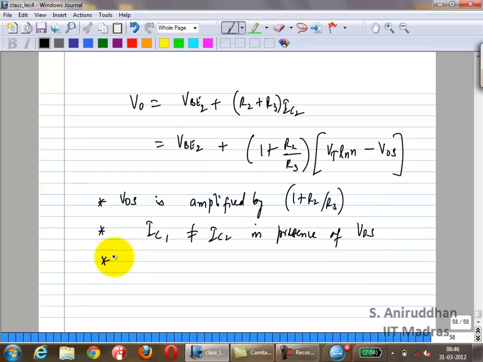What else? If I change temperature, does offset stay constant or does it change? Probably changes because it does depend on VT. Right? It depends on a number of factors which depend on VT. Okay? So the offset voltage can also be a function of temperature. So you have several problems.